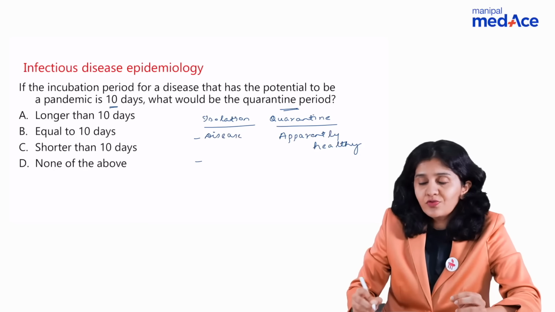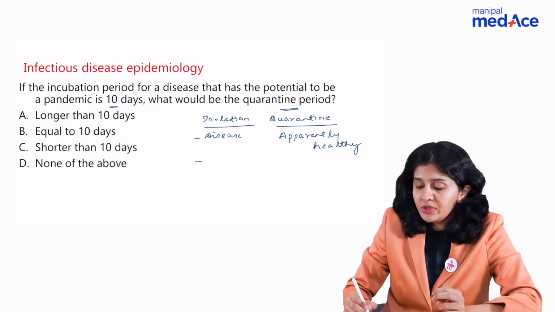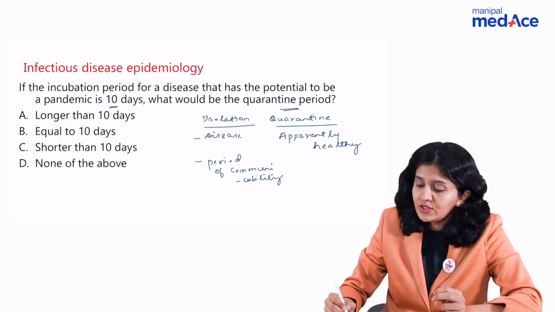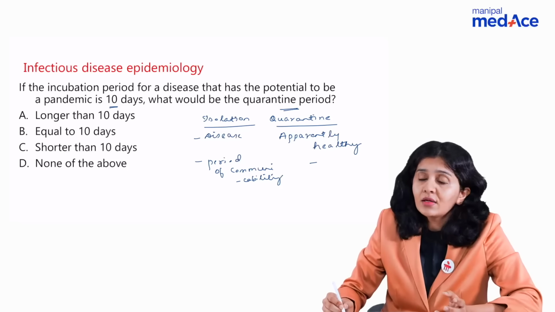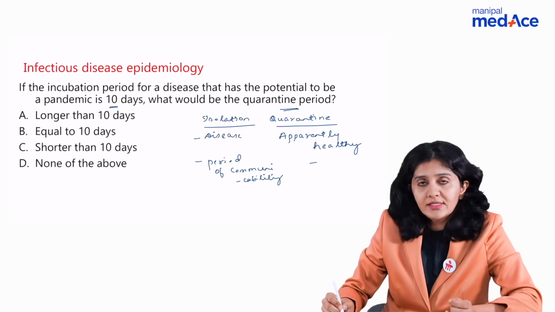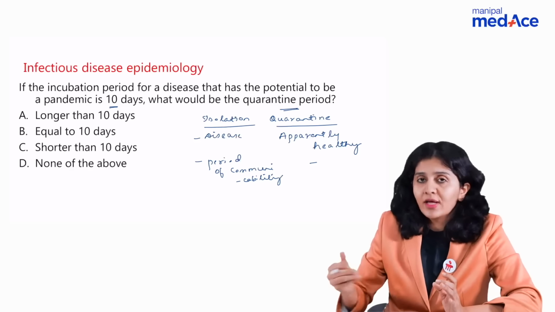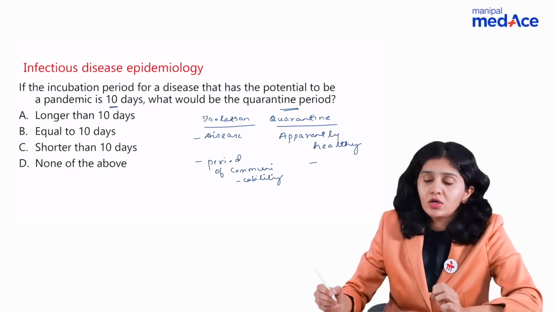So isolation is for what period? It is for the period of communicability, right? We don't want the infection to spread to others. What is quarantine? It is longer than the longer incubation period. So if the incubation period for a disease is 10 to 14 days, the quarantine should be more than 14 days, okay? Longer than the longer incubation period.